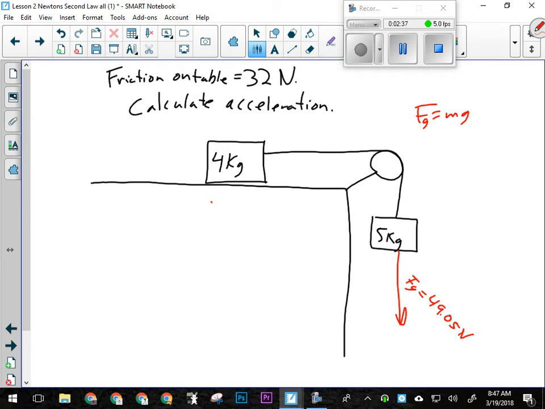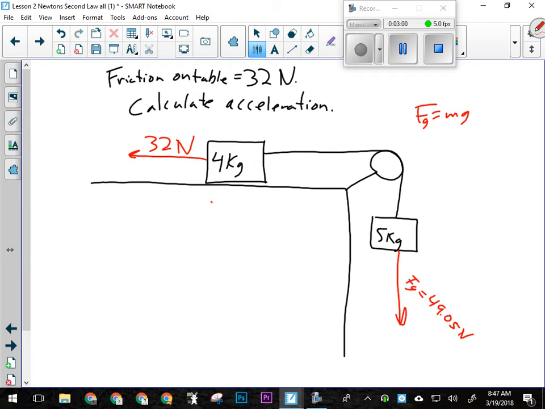The question also says that the friction on the table is 32 newtons. The 5-kilogram mass isn't touching the table, so that's not working on the 5-kilogram mass, it's working on the 4-kilogram mass. But what we've got to keep in mind here is the 4 and the 5 are connected.